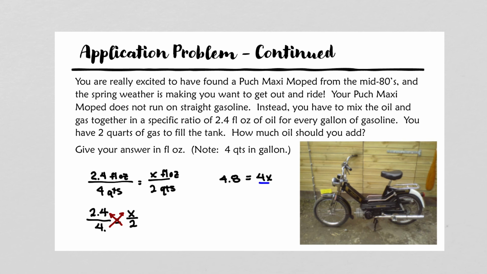The last step I have to do is divide both sides of my equation by the number in front of X. And so that tells me that X is 1.2. What was X representing? X was representing the number of fluid ounces of oil I would need that corresponds to 2 quarts of gas. So I think we've just answered our problem. We need 1.2 fluid ounces of oil added to our 2 quarts of gas in order to go for our moped ride.